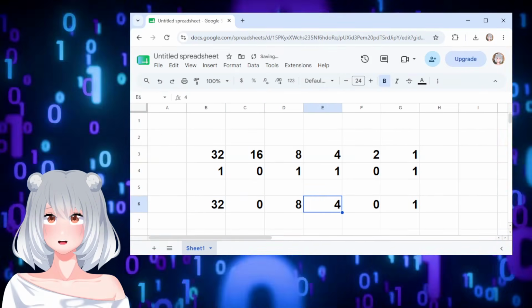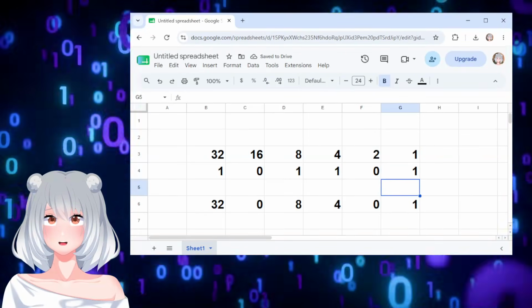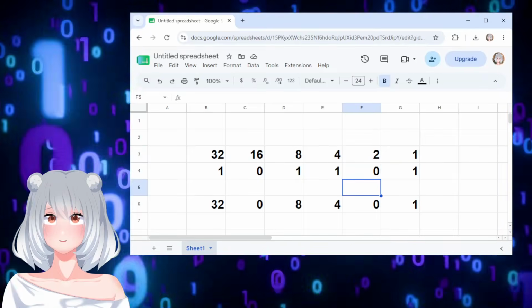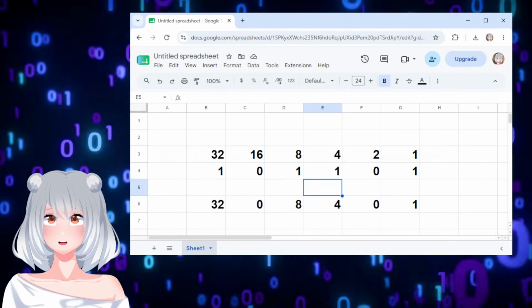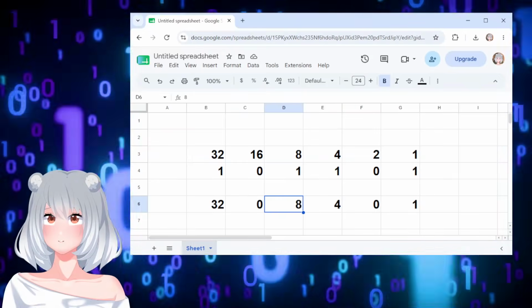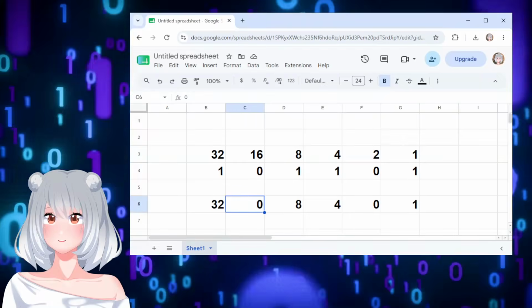Okay, so now down here we have all of these numbers. In our 1's category, we have a 1. We don't have anything in our 2 category. We have a 4 in our 4 category. We have 8, 0, 32.